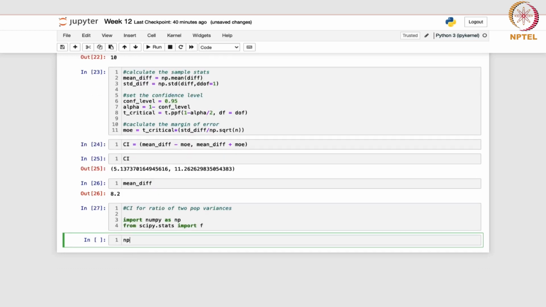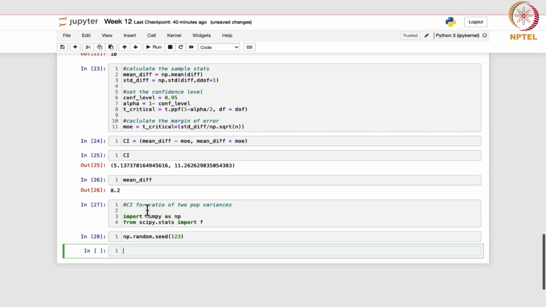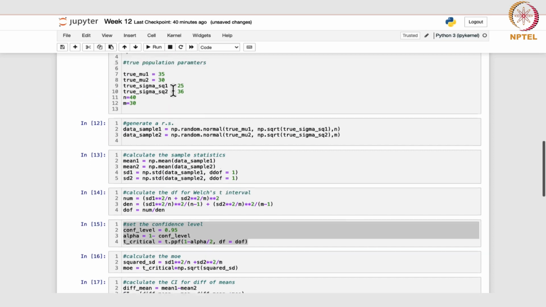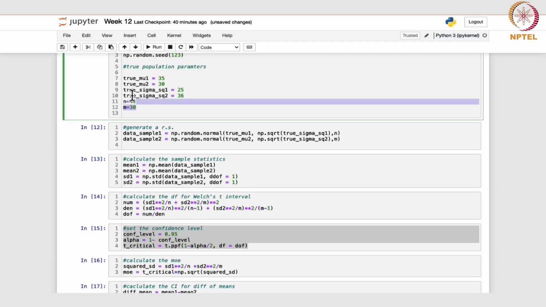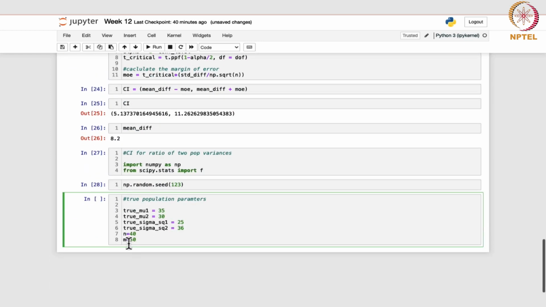Now again we will set the random seed, np.random.seed, suppose 123. So basically by setting the random seeds, you ensure that the random samples generated are reproducible. Now we will write the true mu 1, mu 2, sigma 1 square and sigma 2 square. So we can probably take the same values that we have defined earlier. So suppose we are taking this same thing, true population parameters. So let me just use this same setup here. So true mu 1, 35, 30, 25, 36, 40 and 30, right?